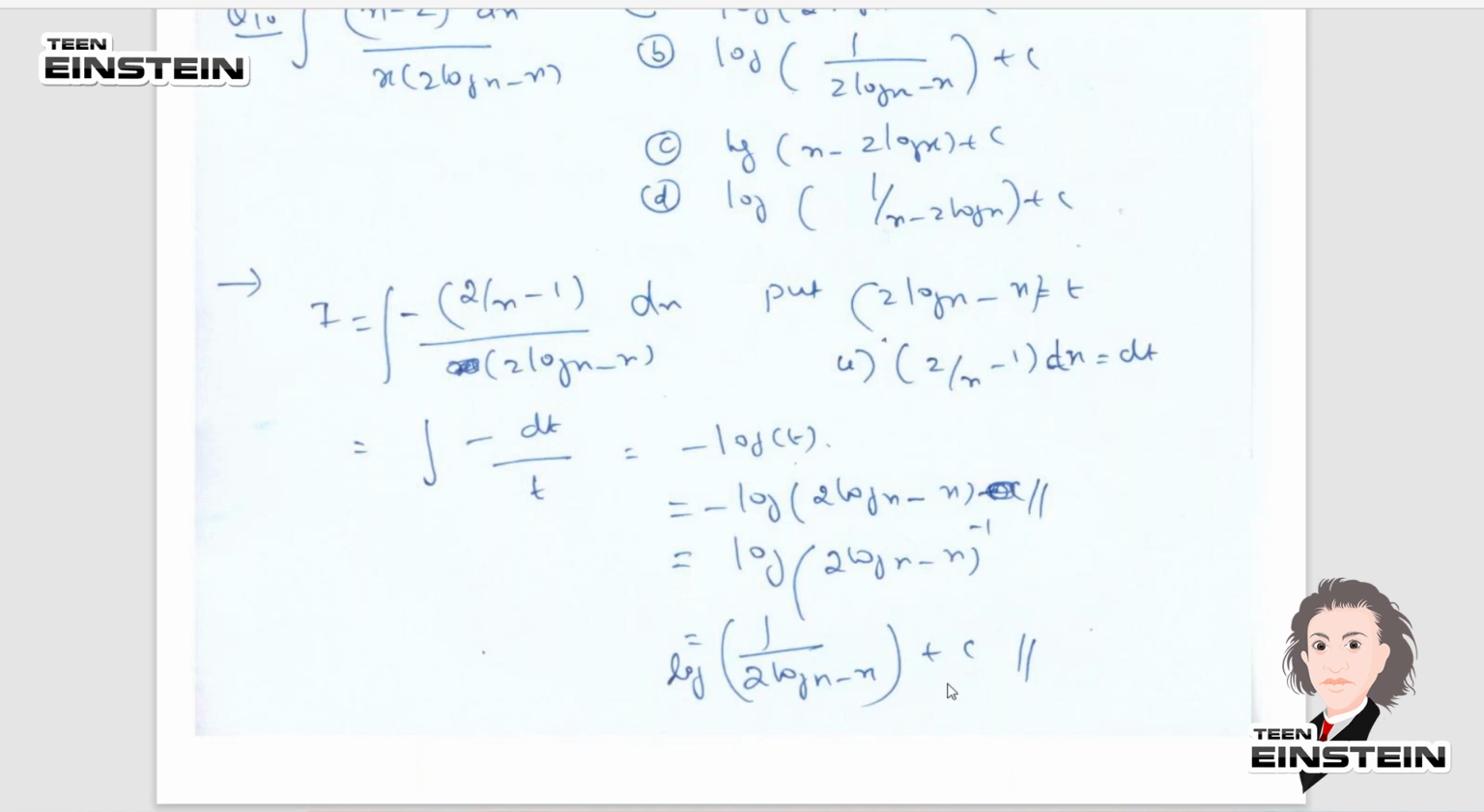Okay, here I have used the formula b log a is log a to the power b. So log a is 2 log x minus x, and my b is minus 1. So log a to the power b is of the form log x inverse. Log x inverse is log of 1 by x. So in the place of x I have 2 log x minus x. So log of 1 by 2 log x minus x plus constant of integration c.